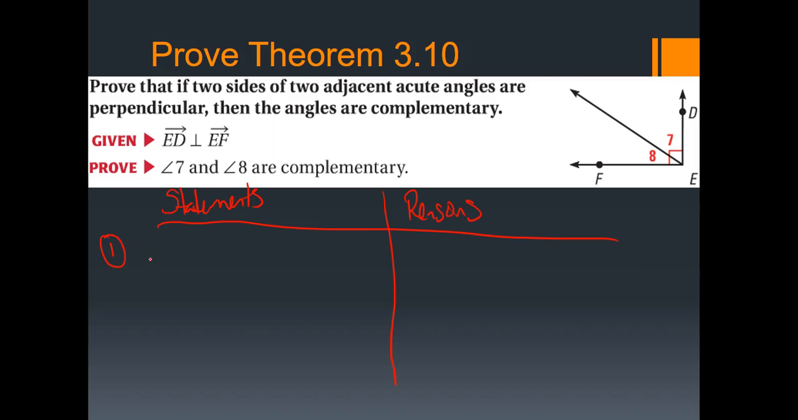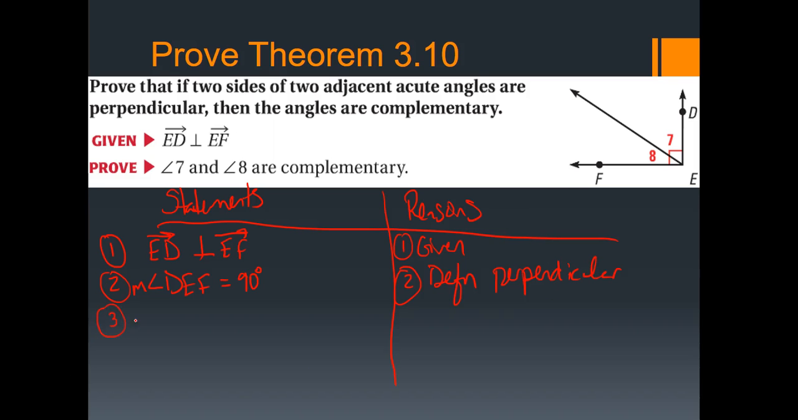Okay, so in this picture it's ED is perpendicular to EF. That's given to us. If they're perpendicular, we know that angle DEF is 90 degrees. So measure of angle DEF is 90 degrees. Okay, because that's the definition of perpendicular. So if we look, DEF in the picture, yep, is indeed 90 degrees.